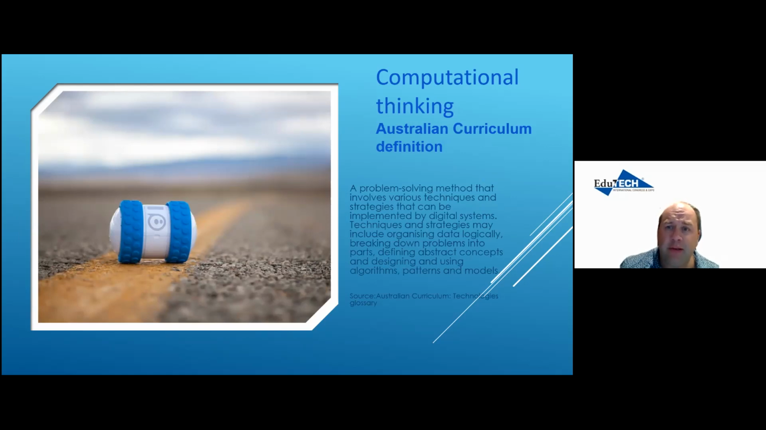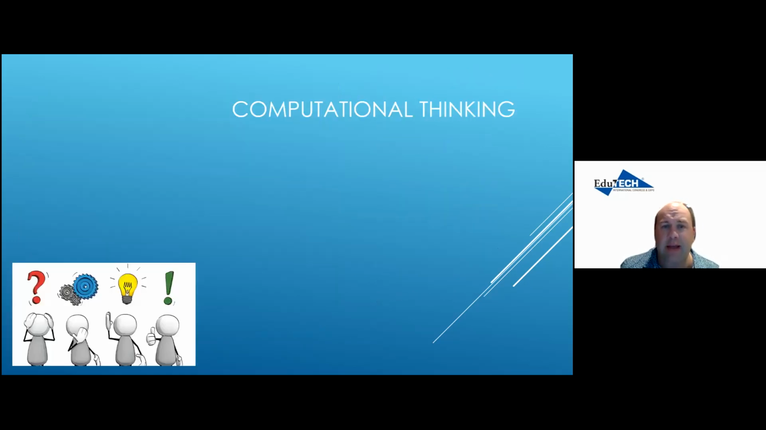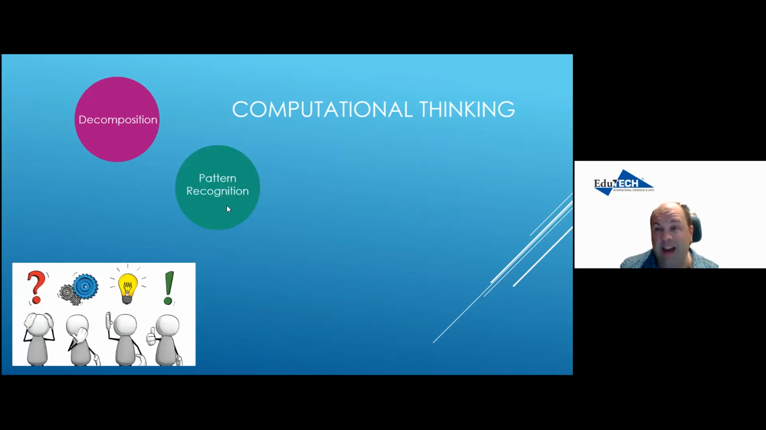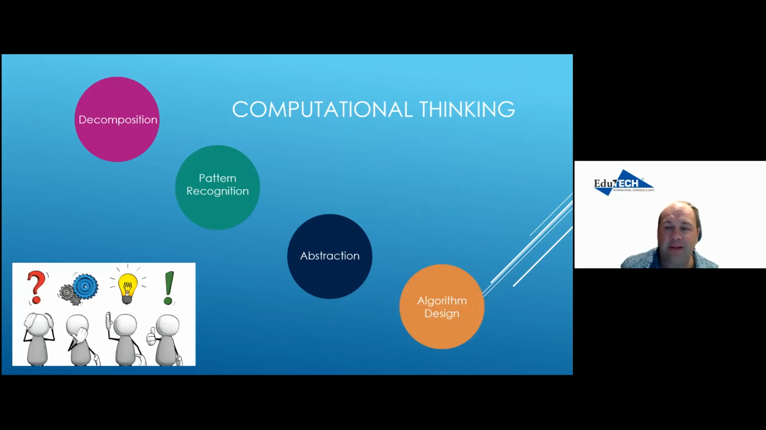So what I'm going to do now is break that down into nice, easy steps. When we're looking at a big problem, we look at decomposition. Then we look for our patterns. Are there any patterns emerging? Then abstraction, which we'll delve deeper into shortly. And then algorithmic design.